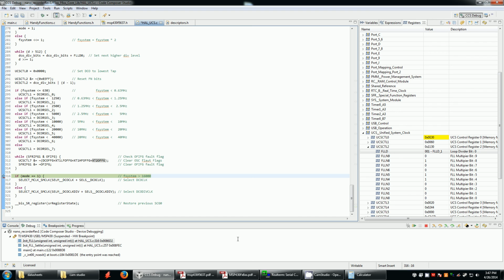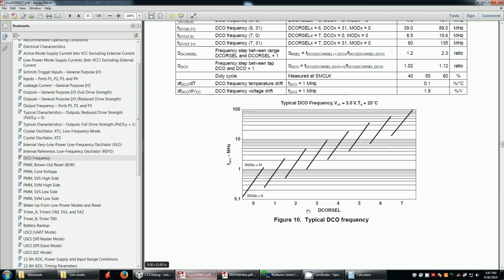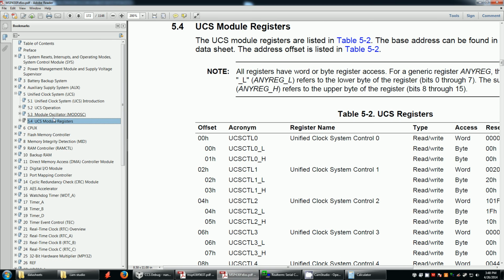And so as long as we're in the, remember, we only set the DCO select, right? When you use the frequency lock loop, the only thing you really have to set is this DCO select range, because the frequency lock loop does not modify this DCO select part of the register. And so you have to pick the range that the MSP430 is going to operate in.